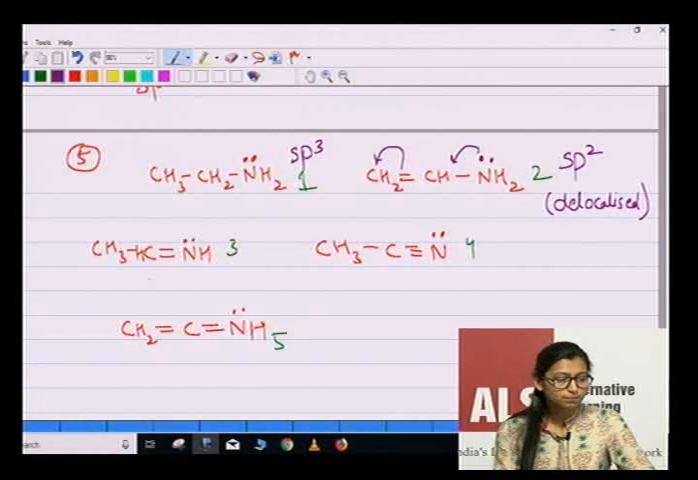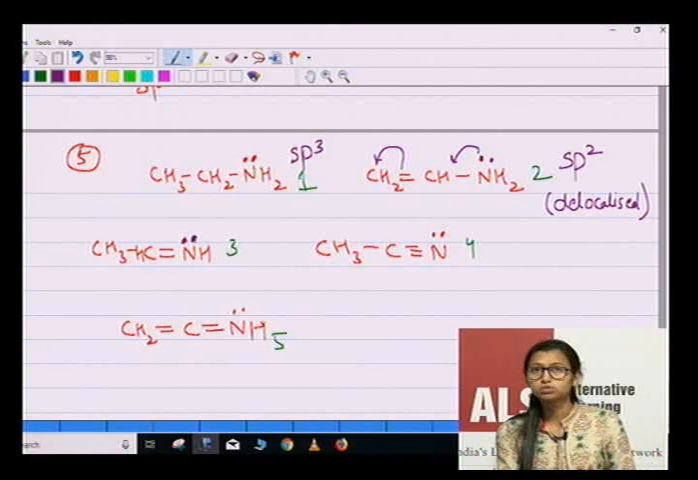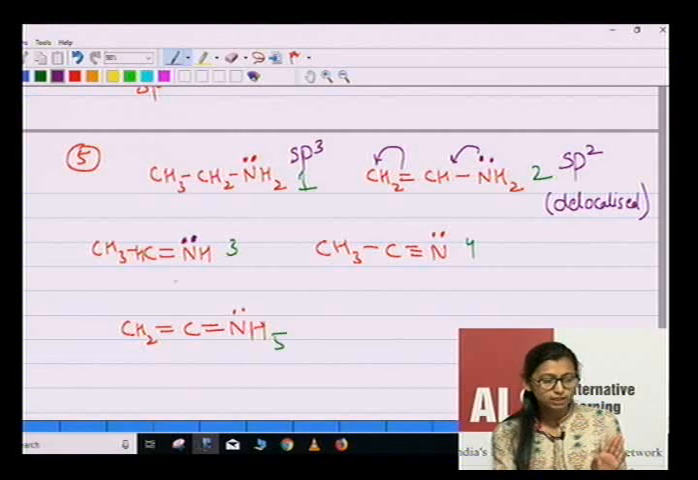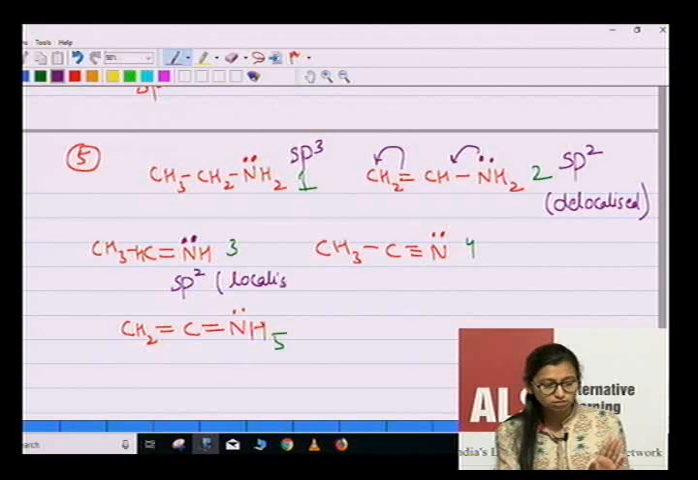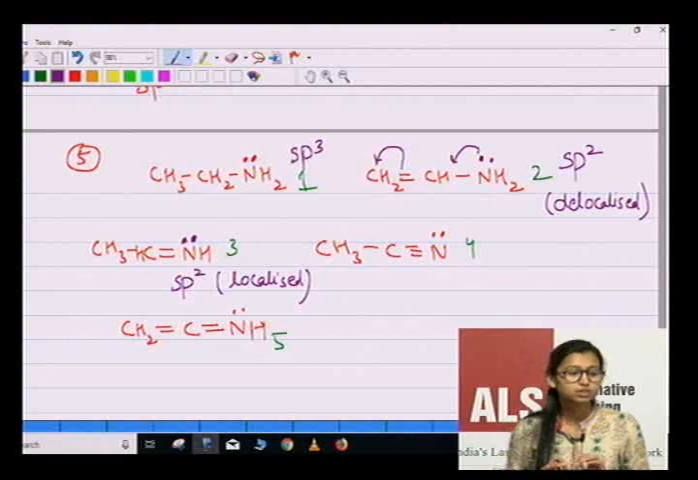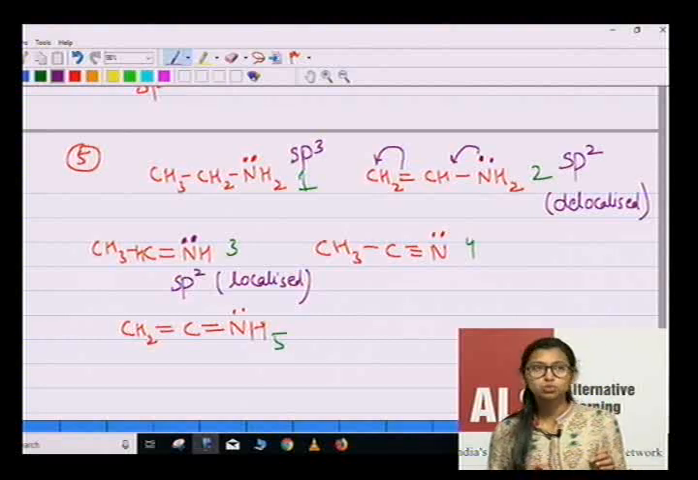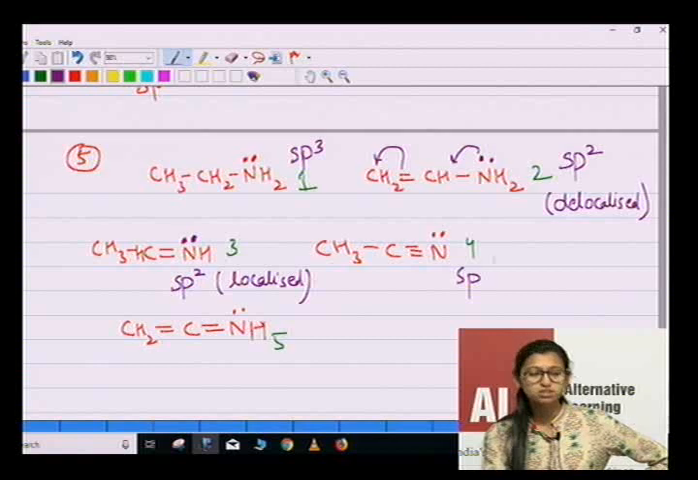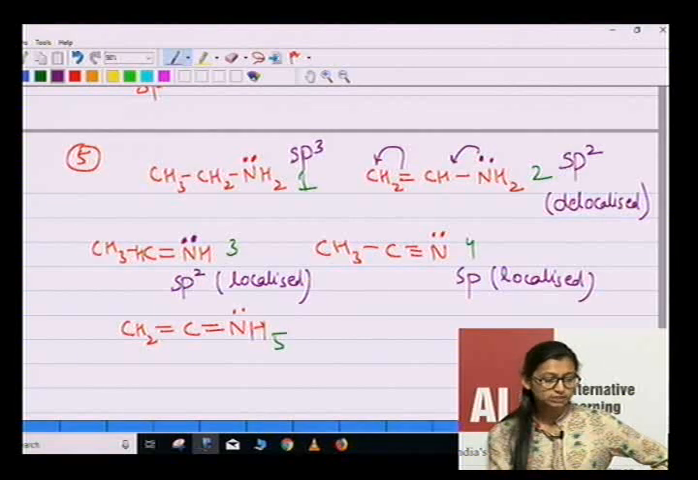Okay? Now coming back to this third one. This lone pair is fixed now. This is fixed because it is not going anywhere in the resonance. 1, 2, 3. This is again sp2, but the lone pair is localized. Okay? Are you getting the difference between the second and third options? I am saying this is also sp2, but the lone pair is localized here, right? Now the fourth one. This is sp again, and no resonance is there. It is again localized.